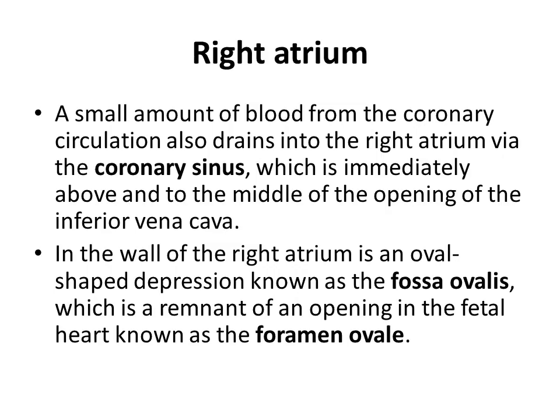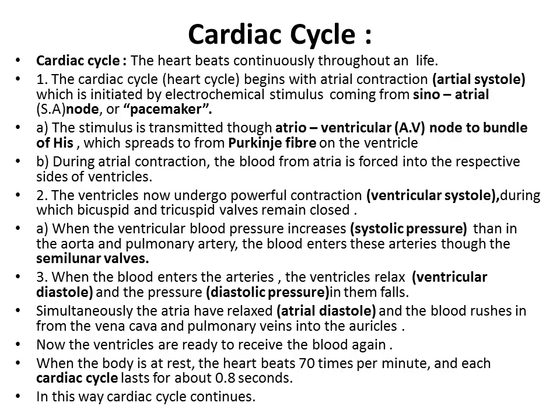Few points regarding right atrium. A small amount of blood from the coronary circulation also drains into the right atrium via coronary sinus, which is immediately above and to the middle of the opening of the inferior vena cava. In the wall of the right atrium, there is an oval-shaped depression called fossa ovalis, which is a remnant of the opening of the fetal heart, that is foramen ovale.